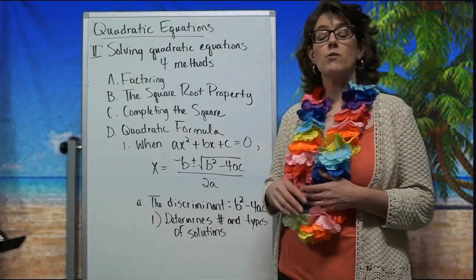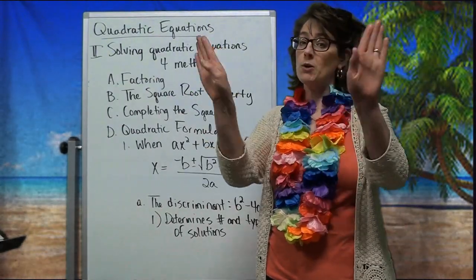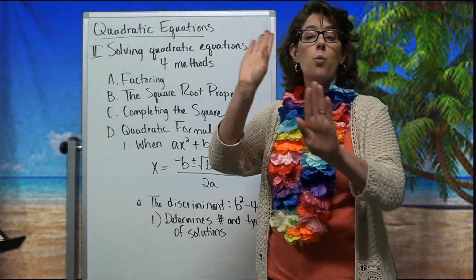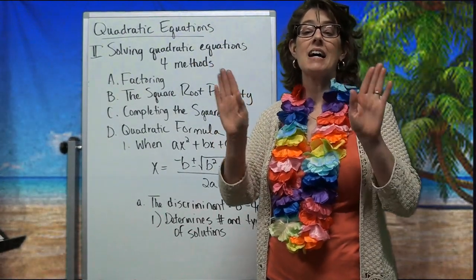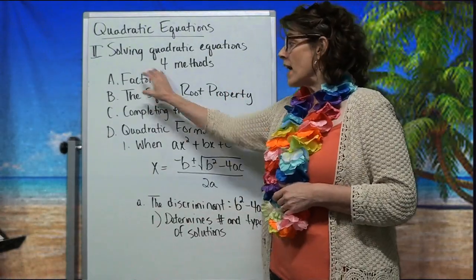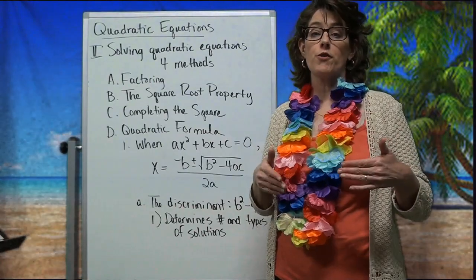First method is factoring. Recall, factoring is based on that zero product principle that says when I've got 2 things multiplied together to get a 0, what has got to be true about one of them? Bingo, you're right. One of them has got to be the 0. So we factor our equation, set each one of those factors equal to 0, and solve it from there.